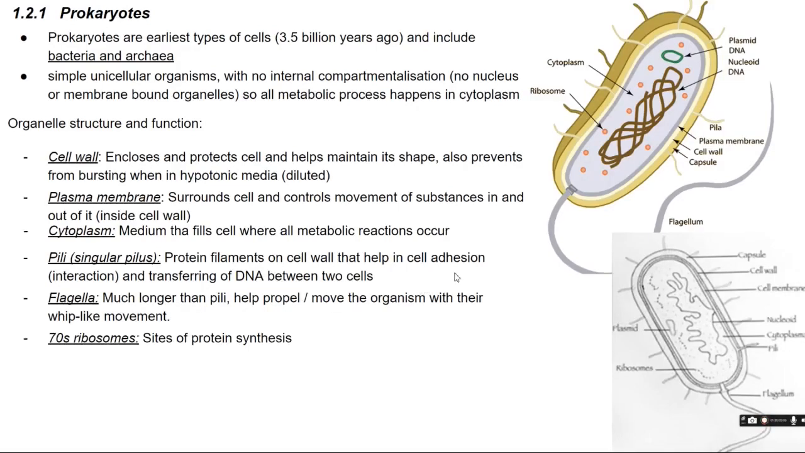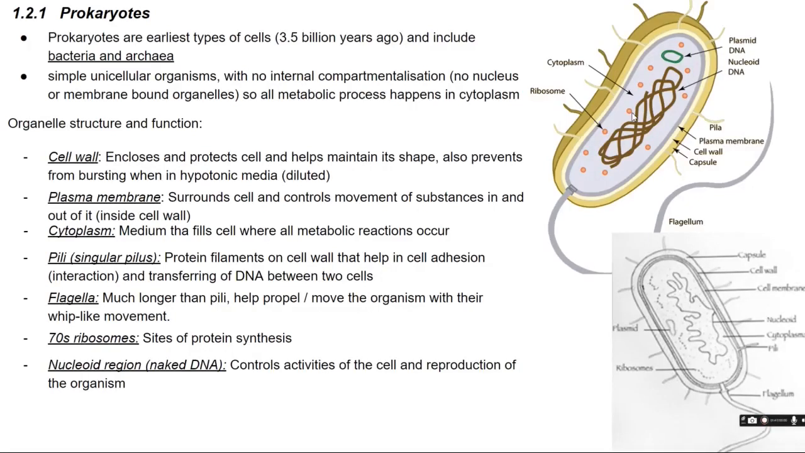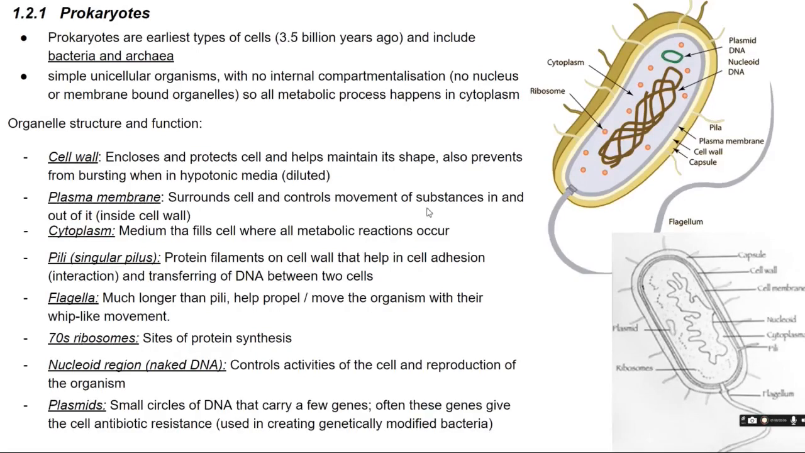And then we have the 70S ribosomes, which are the sites of protein synthesis. 70S, right? And then we have the nucleoid region, which we could also call naked DNA, and it just controls the activities of the cell and the reproduction of the organism. It's where all the genetic information in a prokaryote is stored.